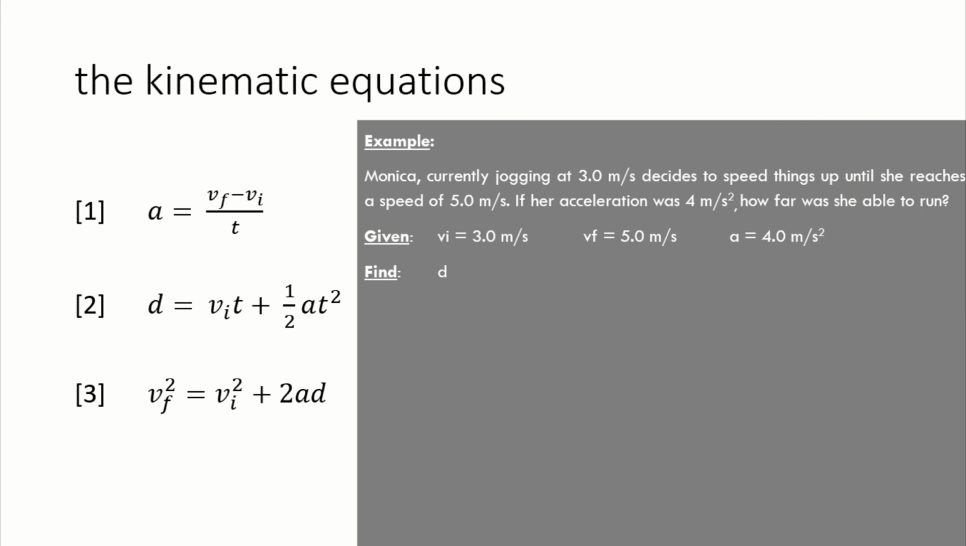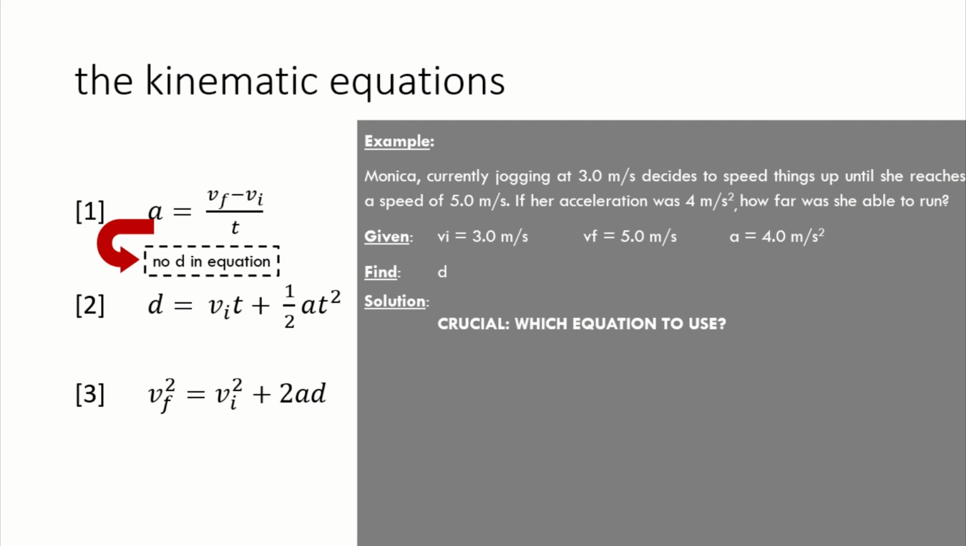In this problem, we are asked to find the displacement, or how far Monica was able to travel. It is important to identify the right equation to be used based on what was given to us and what is being asked. Looking at equation 1, we see that the displacement, the quantity that we are looking for, does not appear in this equation. Therefore, we will not be using equation 1.